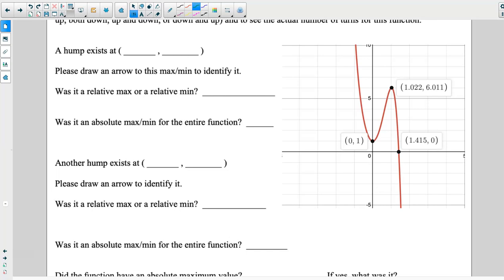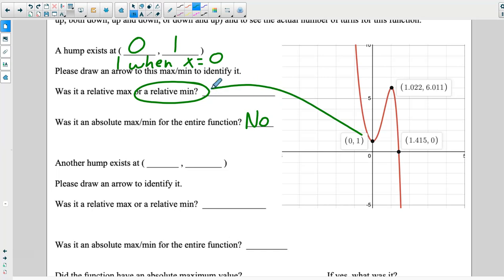All right, let's talk about it. What is my first term? Where is it? What is it? 0, 1. So I'm actually also going to write this like I would on other times. So I could say this is 1 when x equals 0. And what is this, a max or a min? It's a minimum, so it's a relative min. Is it an absolute? No, it is not. So relative min. Now I can also call that local again, just as a reminder.